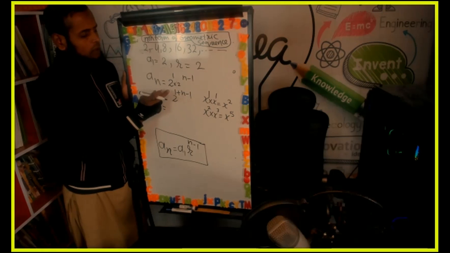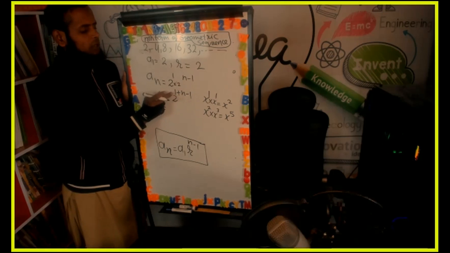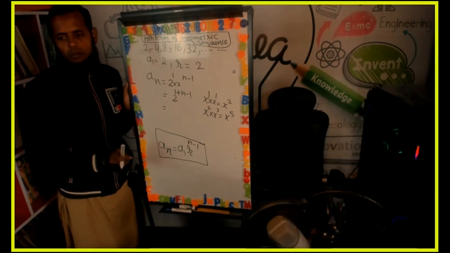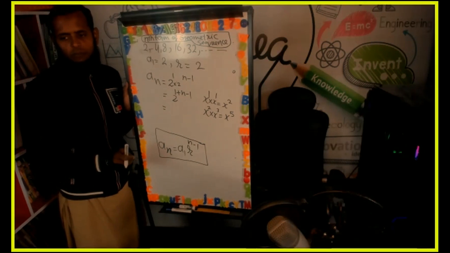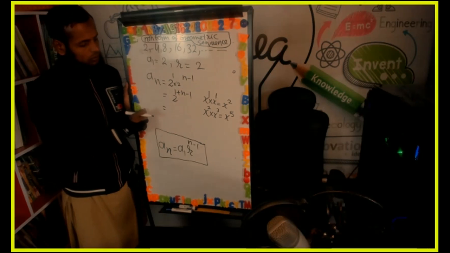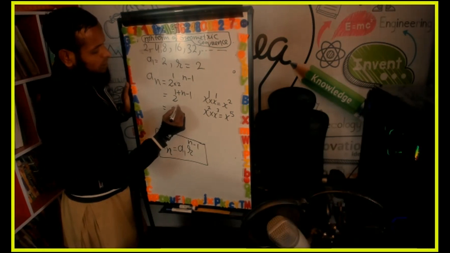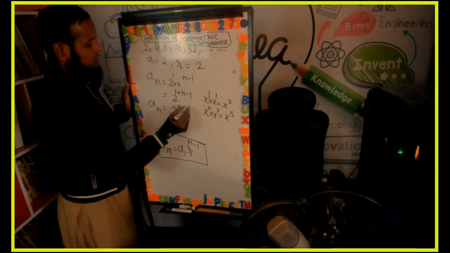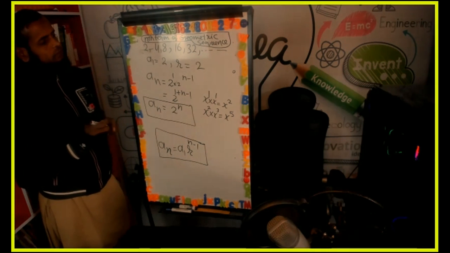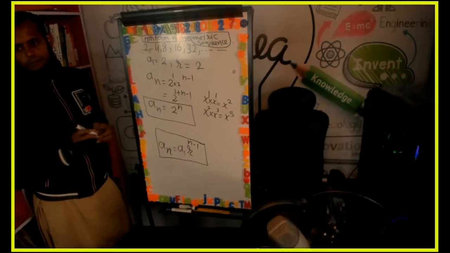We are adding the powers. This power is 1, this power is n minus 1, okay? 1 plus n minus 1. Can you simplify the power? n. Yes, the power is n. This is our general term. Clear? This is our nth term, the required nth term.